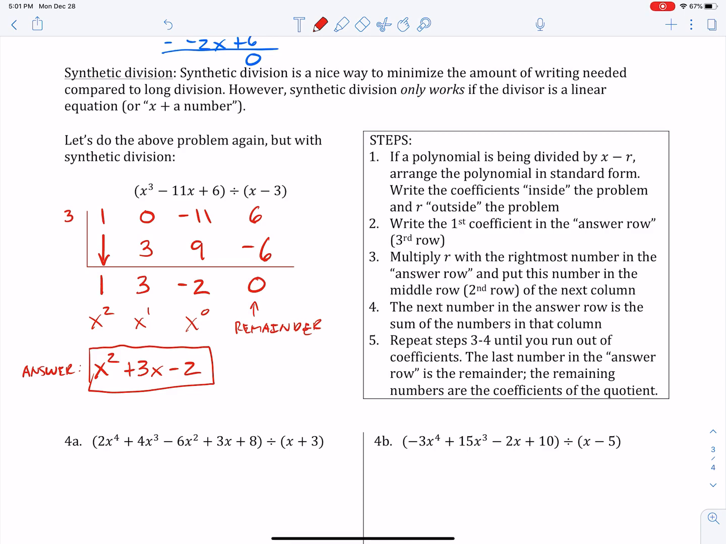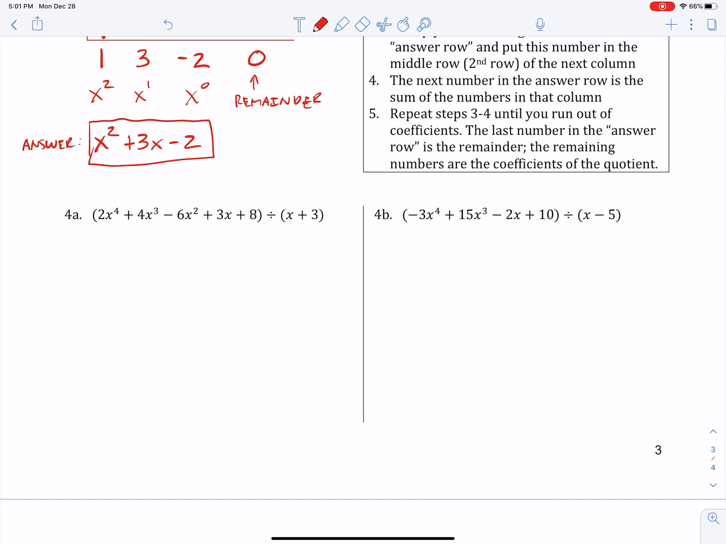As you see, it might seem confusing at the beginning, but once you do it over again, and I'll do 4a together with you, and then you'll do 4b, once you get it, honestly, it makes everything so much easier, and it's a lot cleaner than I think doing the long division form.